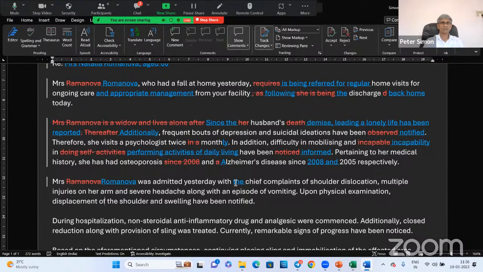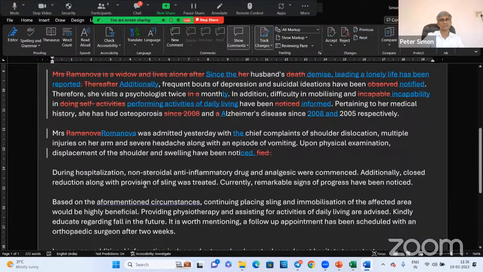Upon physical examination, displacement of the shoulder and swelling have been notified, here not notified, noticed. On examination, you will notice, no? Those words, here, words, there you are writing. What they have to tell, you are telling, you notice. What you have to notice, you are telling, notified by others. Not fine. Noticed. You have noticed on examination. Then if somebody notifies you, then what will you examine? Physical examination. Okay. During hospitalization, non-steroidal anti-inflammatory drug and analgesics were commenced.